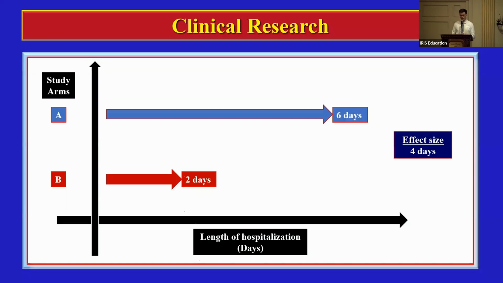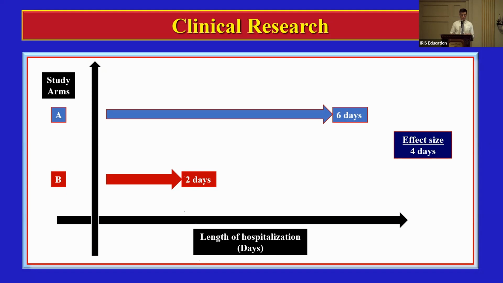So I think it's always good to have some type of visual to assist in learning. So let's say we have 2 study arms and we're interested in studying the length of hospitalization. Study arm A is just going to be our control group, and we think that they're going to be hospitalized on average for 6 days. Study arm B is going to be our interventional group, and we think our intervention group is going to be hospitalized for 2 days. So the estimated effect size that we can expect would be 4 days, which is fairly simple.